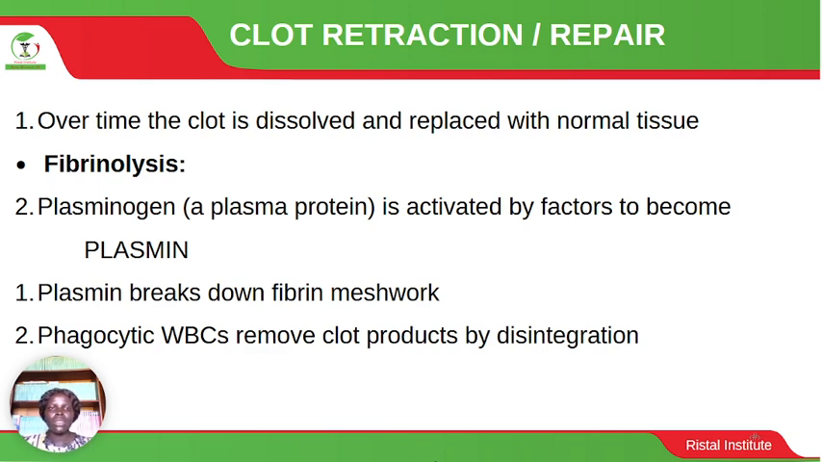Then we have the other process, fibrinolysis. In fibrinolysis, plasminogen, the plasma protein, is activated by factors to become plasmin. Plasmin breaks down the fibrin meshwork. Then phagocytic white blood cells remove the clot products by phagocytosis, and as a result, the area that has been cut becomes smooth again, though the area will still have what is called a scar.